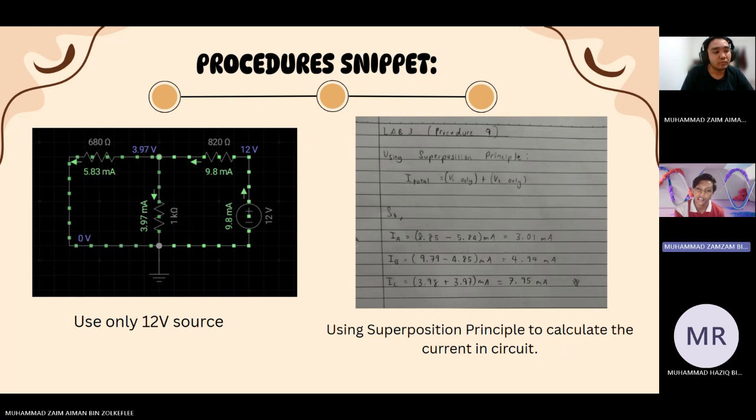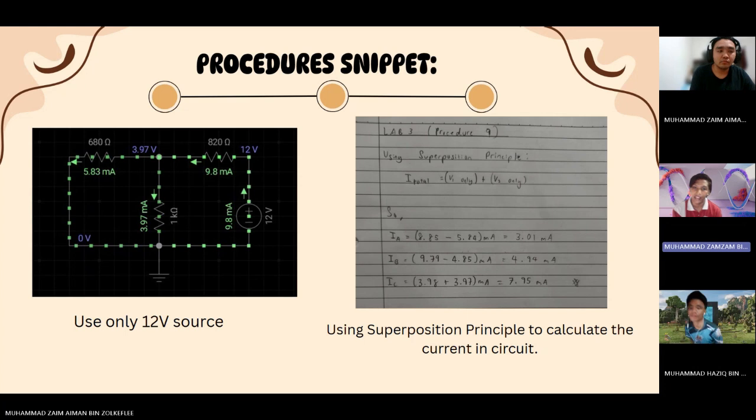All right, I will explain about this slide. On the right, you can see I use only the 12-volt power source. This is where, as I mentioned previously, I need to remove the 10-volt power source and use only the 12-volt power source, a singular power source I mean. So when we remove that, I get the readings of each of the currents: 12-volt, 3.97 volt, and the currents are 9.8 mA, 5.83 mA, and 3.97 mA. Okay, this is where I use only a single power source of 12-volt.